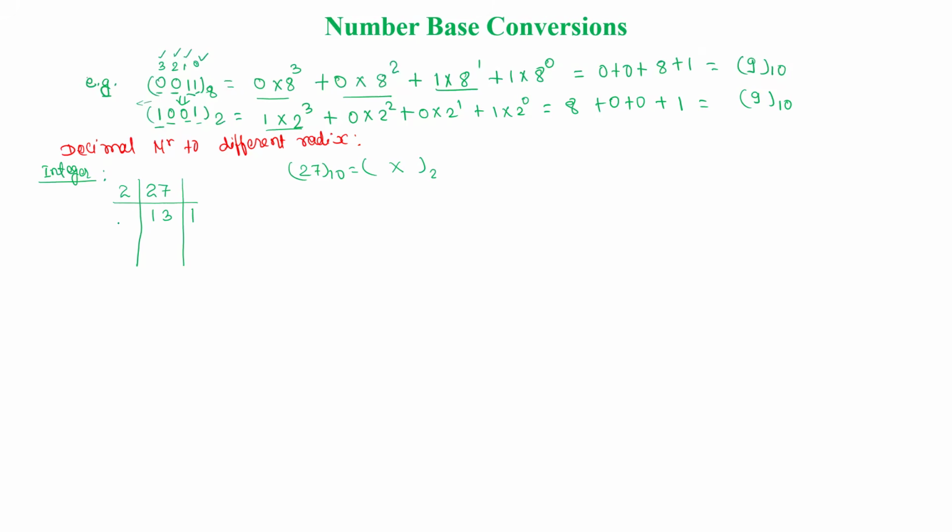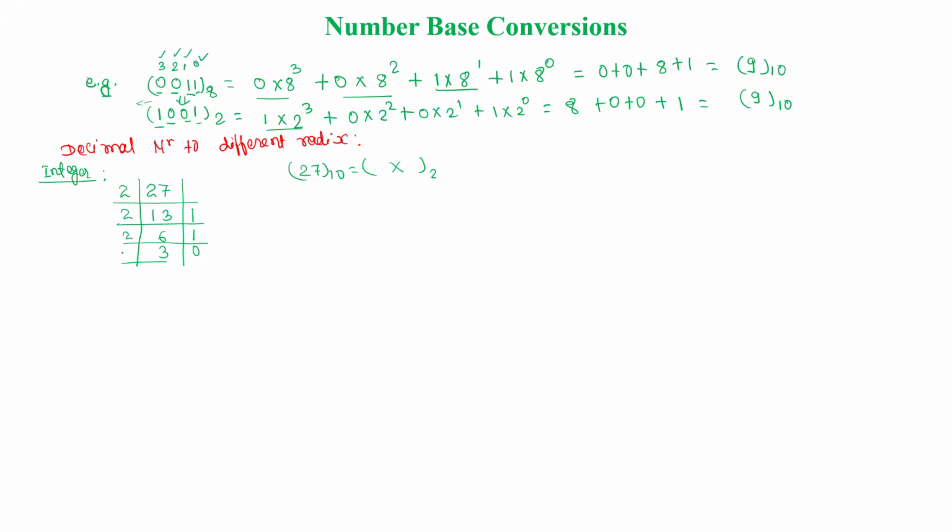So now our new quotient is what here? 13. So again we'll divide by 2. So what will we have here? 6. Again the remainder is 1. So now the new quotient is 6, which is greater than 2. So we'll again divide by 2. 2 times 3 is 6, remainder is 0.